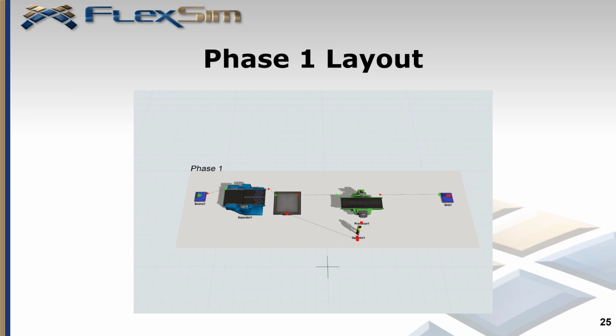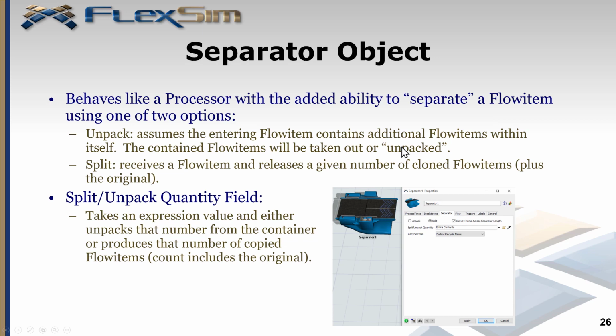Here is a layout of the model. There's 6 objects in this model. The first one on the left is the source. It generates your flow items, passes them through a port to the separator. This is a new object I'll discuss on the next slide, which will separate it into 4 individual parts, place them in the queue. Then the operator, this person right here, will carry the flow items from the queue over to the machine and set up the machine. The machine will then process the parts. When the processing time is finished, the operator needs to pick up the part and carry it over to this object called the sink.